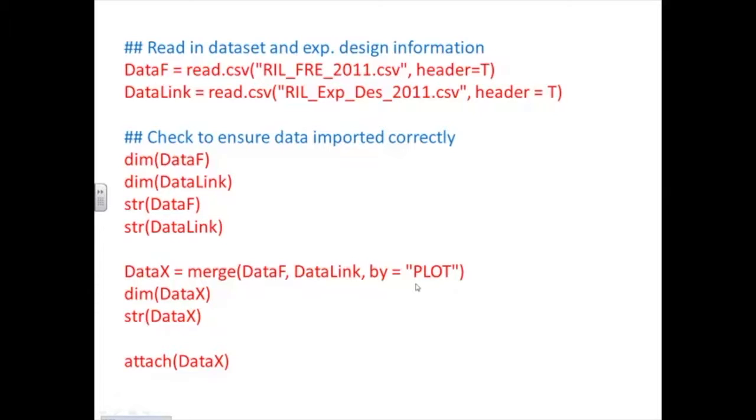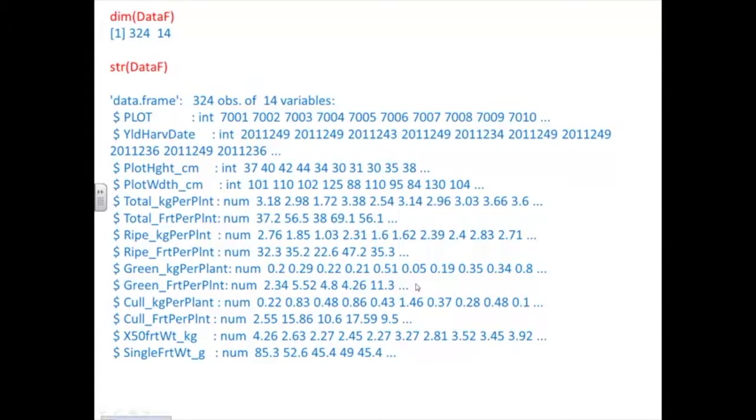And again, you can check the dimensions of the new data, and then we can go ahead and attach it to make the rest of the coding easy. Okay, and I'm going to walk you through what you should be seeing when you look at dimensions F. So there are 324 observations for 14 variables. And then we look at the data. So plot is there, and these are all the traits that we've collected data on.